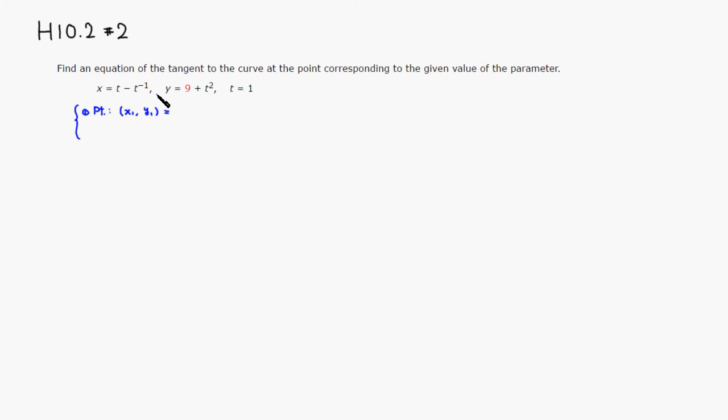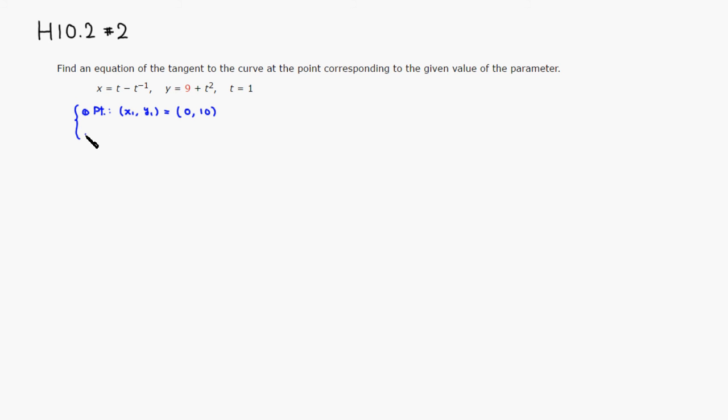This is at t equals 1, so I'll just plug it in here. 1 minus 1 over 1 is just 0, so x1 is 0. And if you plug in 1 here, 9 plus 1 would be 10. So we have a point.